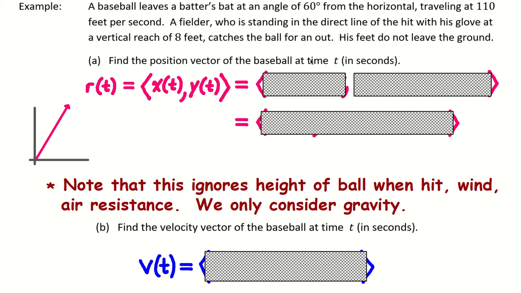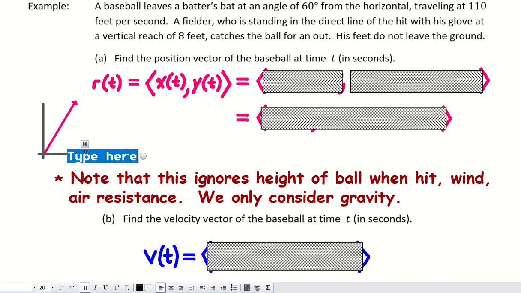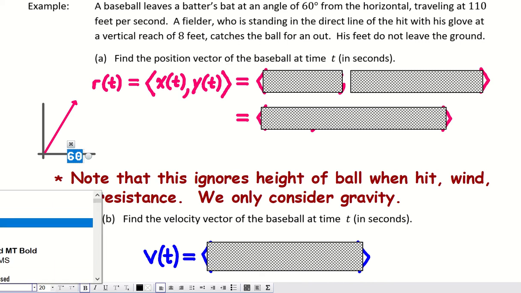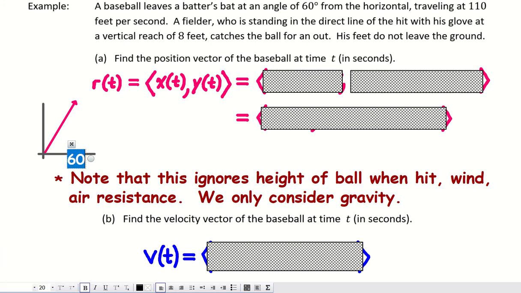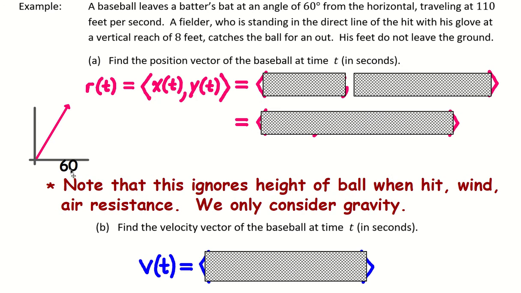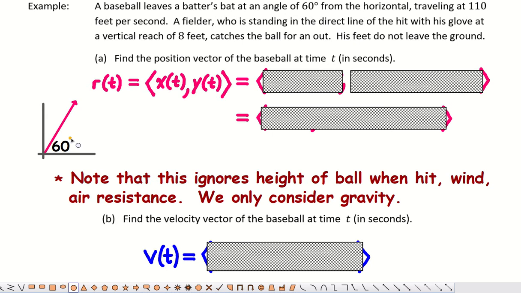Find the position vector of the baseball at time t in seconds. So what we know is that this angle, you might want to write this down. Whoa. What font is that? What the heck did I just do? I like me some Comic Sans, though. Oh, man, what the heck?